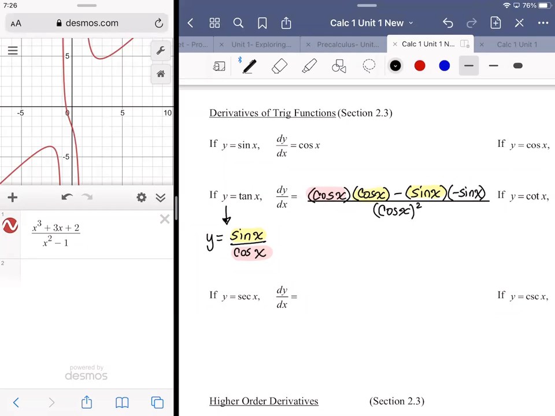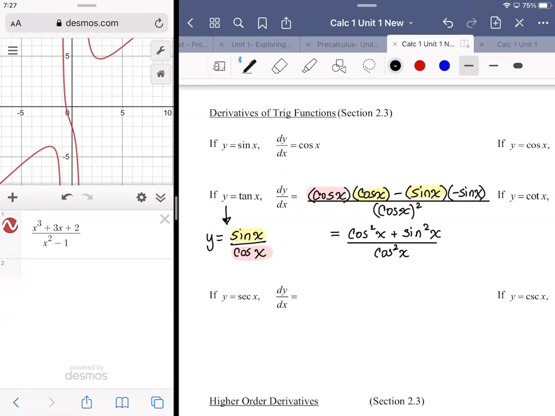Now, in this one instance, we do want to simplify a little bit, just so we could get a nice, concise rule for the tangent function's derivative. All right. So cosine times cosine is cosine squared. Negative sine times negative sine is positive sine squared. And then cosine of x in parentheses squared is the same as saying cosine squared of x. All right.